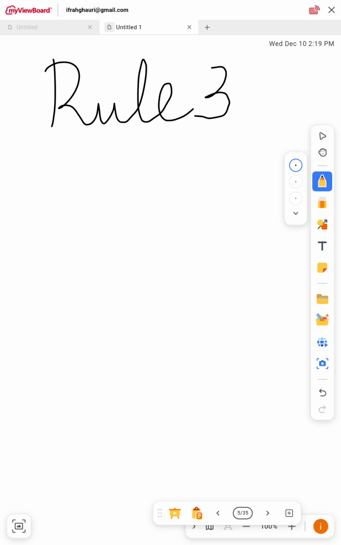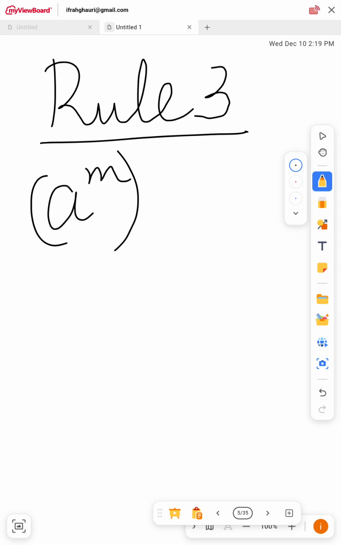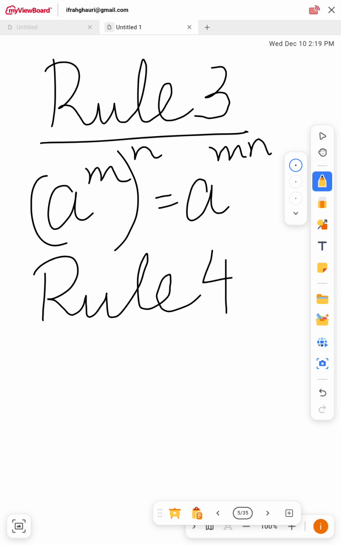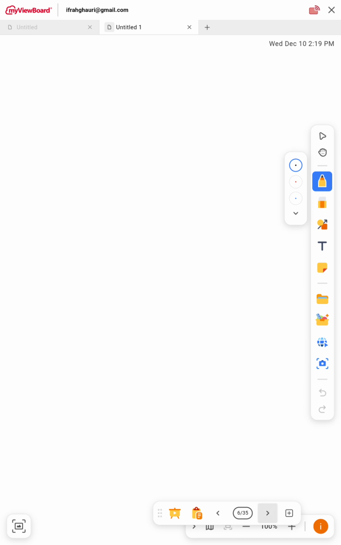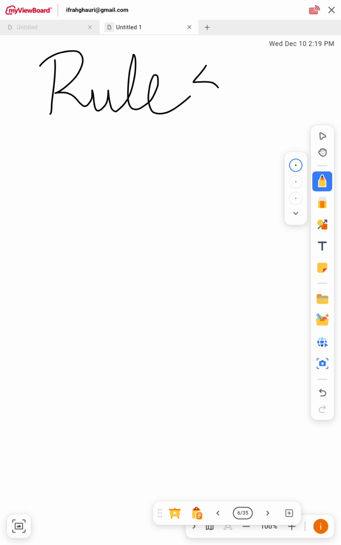Rule number 3, what does it say? a power m, whole power n, is equal to a power mn. The powers will be multiplied. Okay, rule number 4. What is rule number 4? a power n into b power n is equal to (ab) power n. Simple. Okay. Now let's move on towards rule number 5.